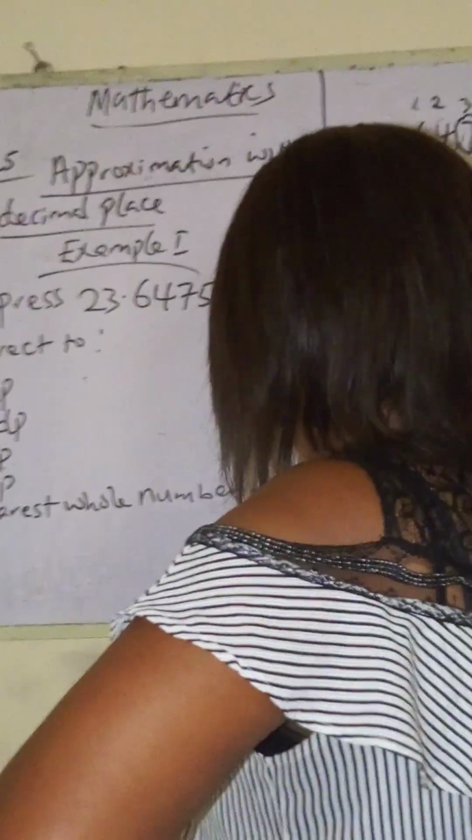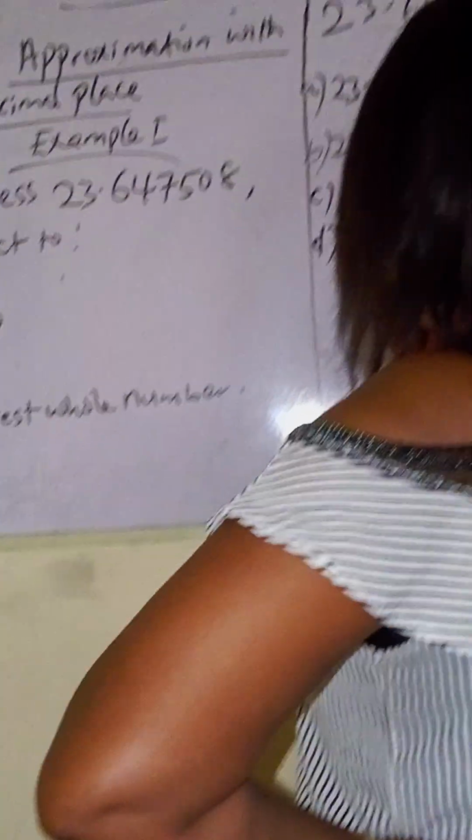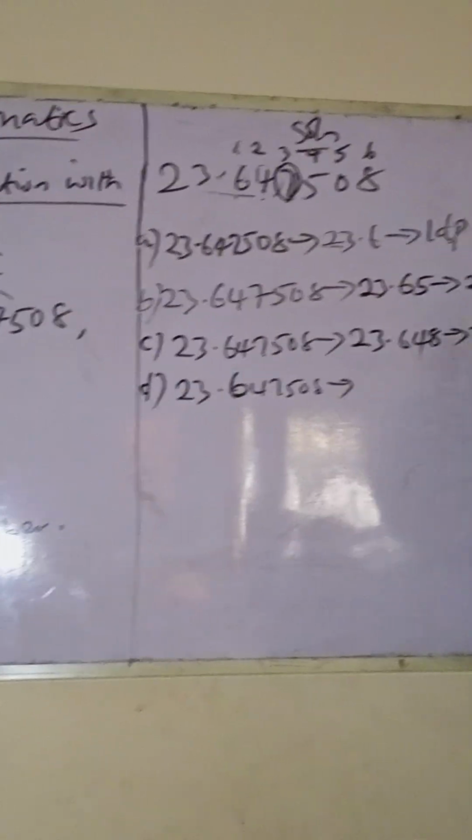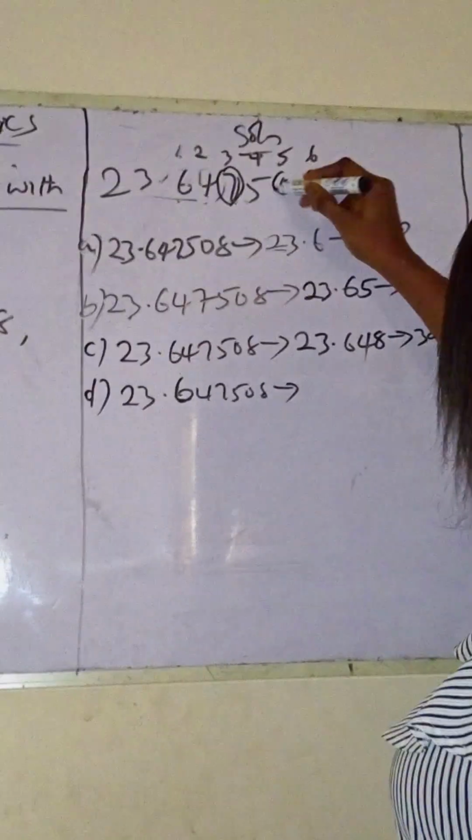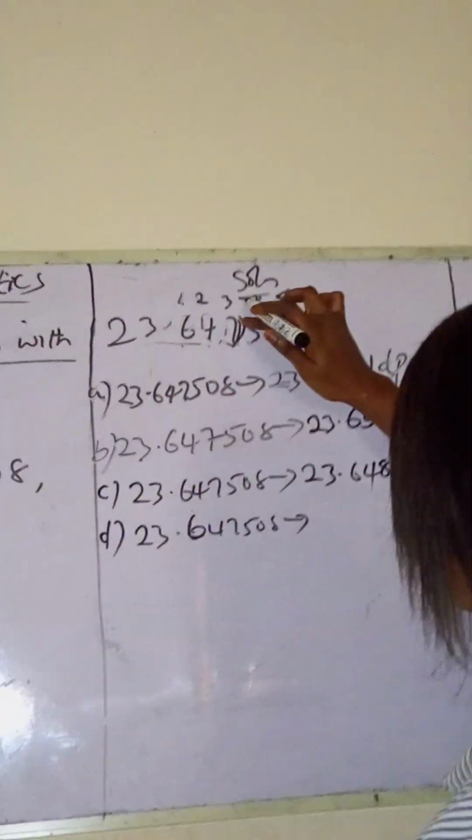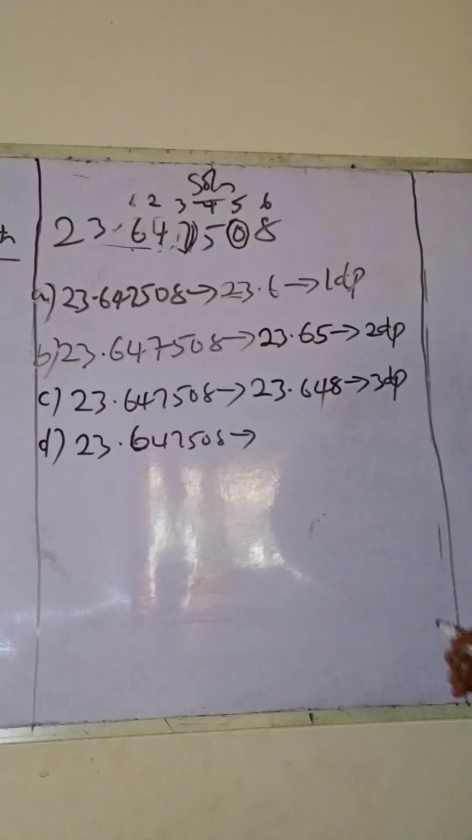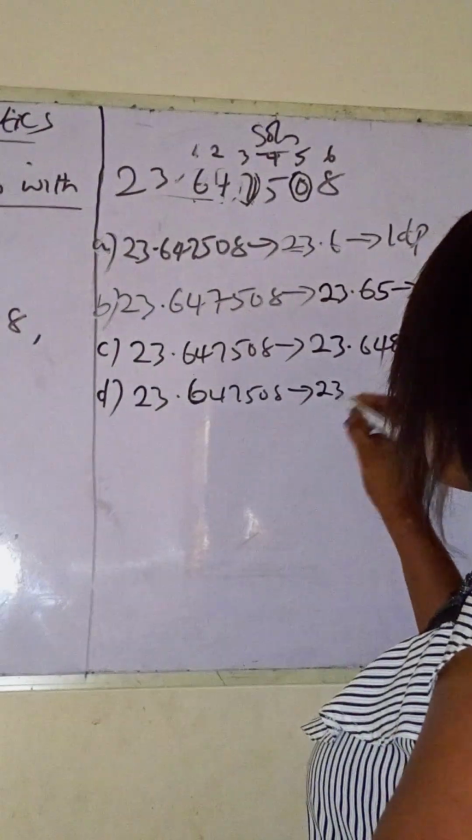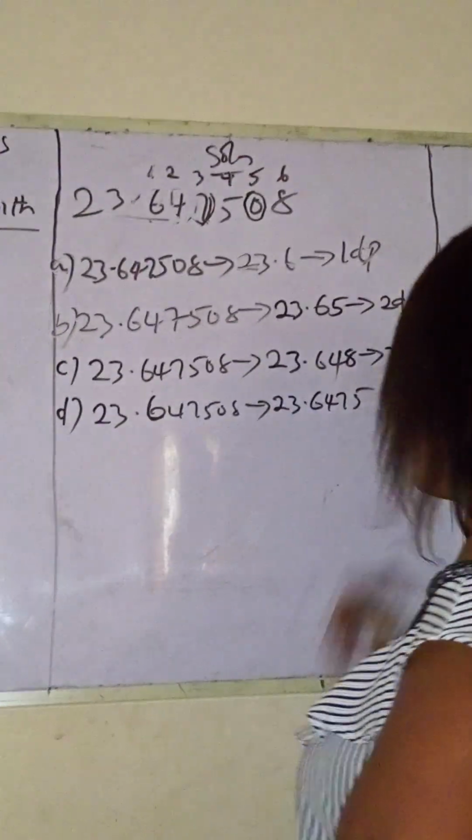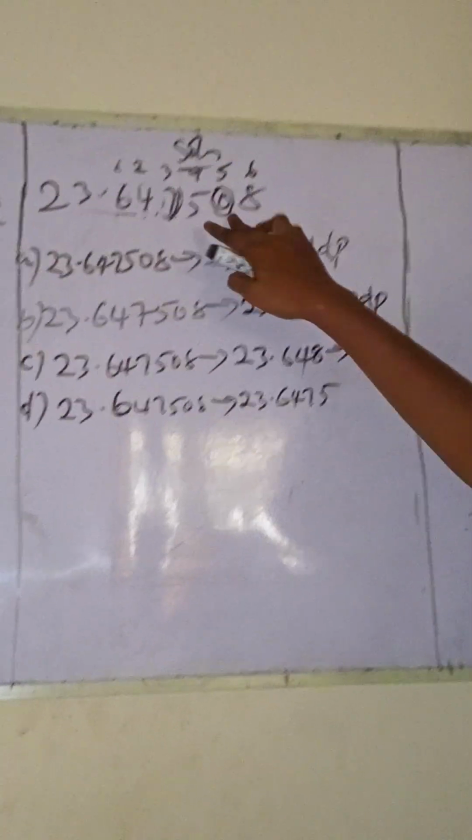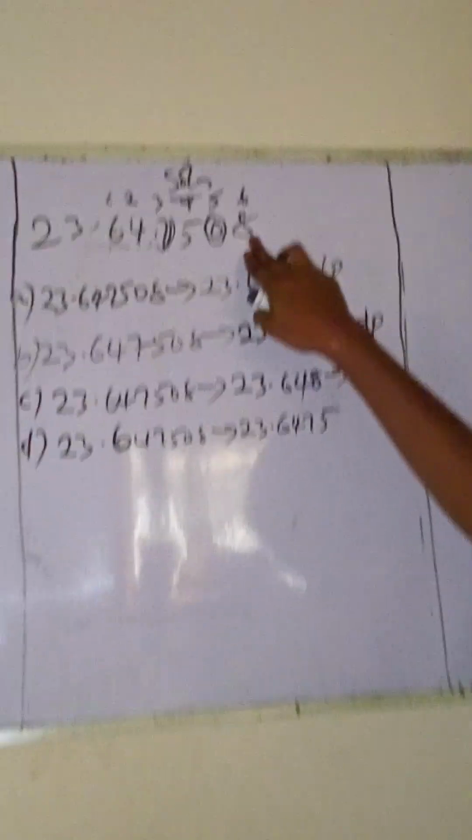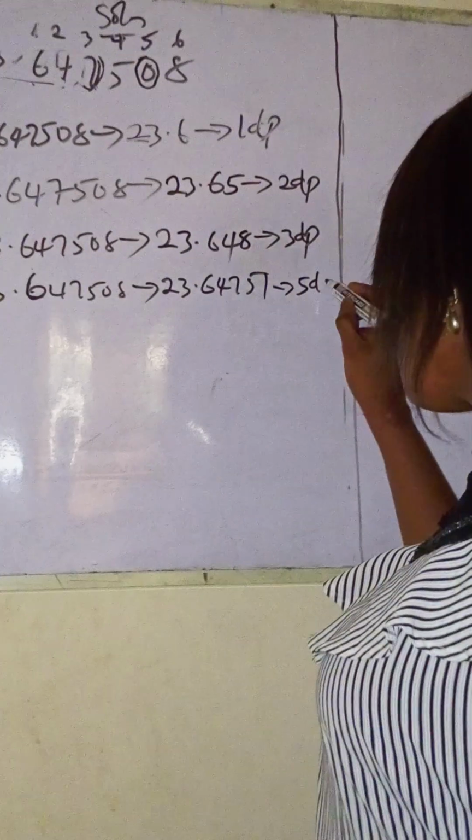Then the last one we have there is what? To 5 decimal places. We have 6.47508 to 5 decimal places. I'm going to circle where I have 5 now. As I circle where I have 5, I'm going to write down all these numbers at first, so that when I'm approximating it, you will not get confused. So write down the numbers at first. 23.6475. Then now go to the one you have circled. Look at the number next to it. It's more than 5. So what we have here is 8. Take 1 from this 8 and add to this there, it becomes what? 1. So write your 1 here. So this one to 5 decimal places.